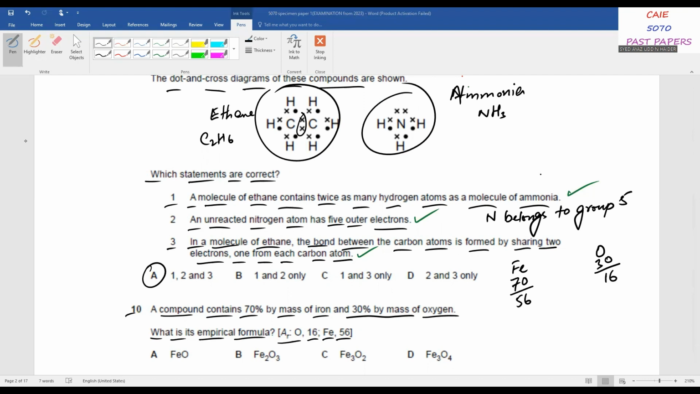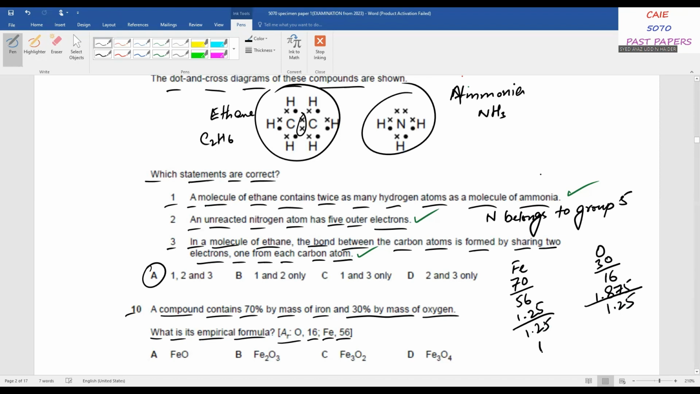Seventy divided by 56, you will get 1.25. For oxygen, divide 30 by 16. You will get 1.875. 1.25 is the smallest number. Divide both the numbers or answers by 1.25.